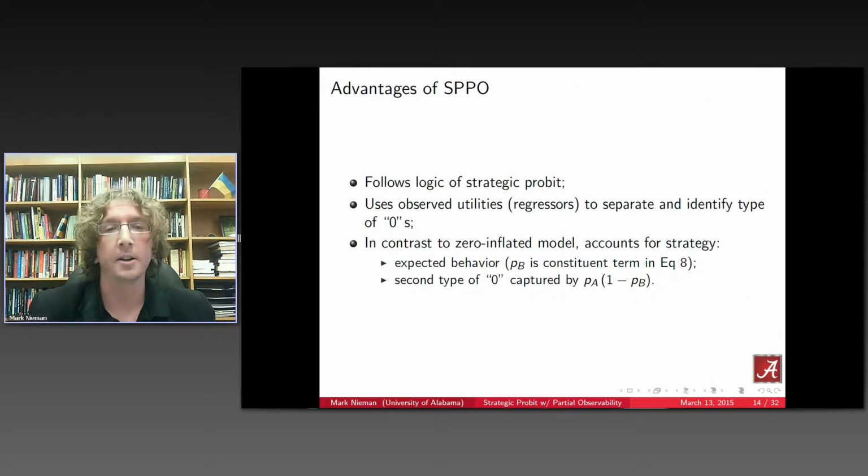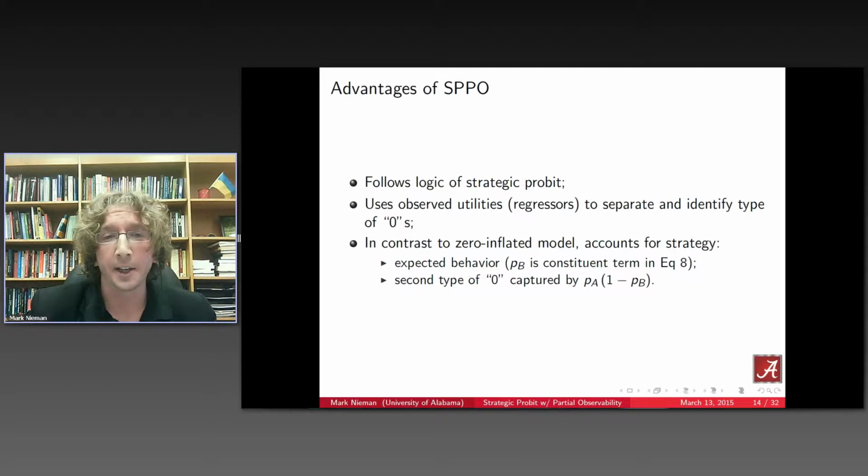In a probabilistic manner. The advantage of this approach is that we're following the strategic probit and the strategic underlying data generating process that is so common in political science in general. We're using the observed utilities. We're going to use the regressors to help separate and identify the different types of zeros, the qualitatively distinct zeros of either the EPA not issuing a fine because they were duped, or not issuing a fine because nobody did anything wrong. A civil war not occurring because nobody challenged the government, or a civil war not occurring because the government acquiesced and there's been a qualitative change in the relationship between the government and that opposition.